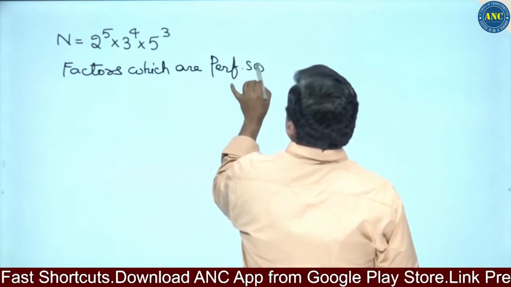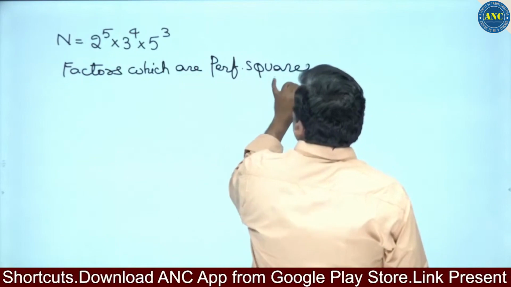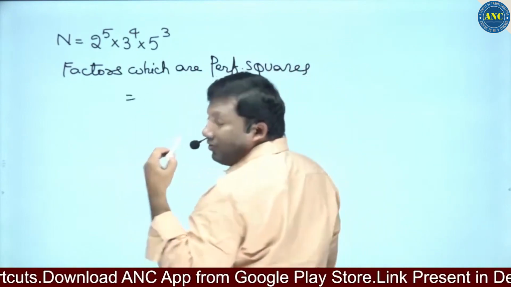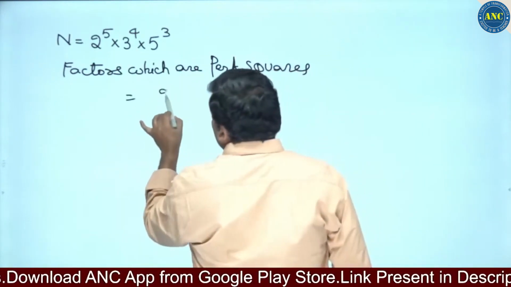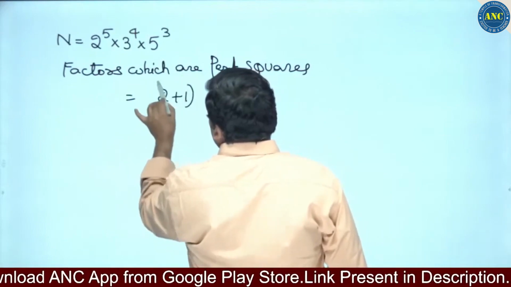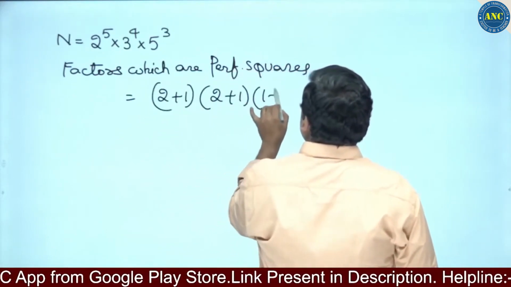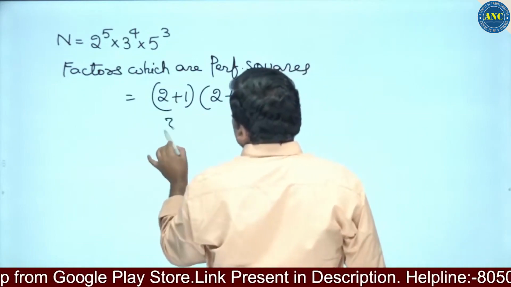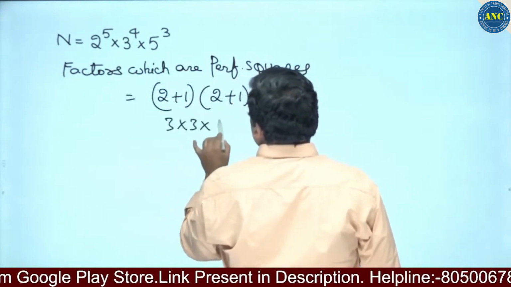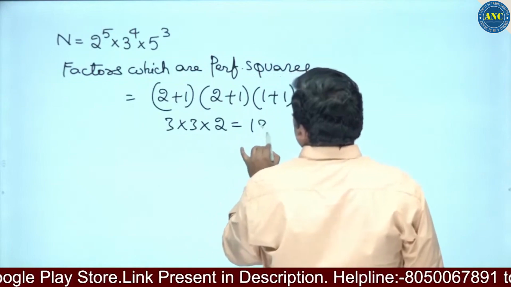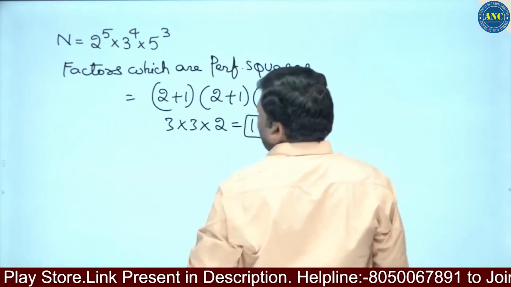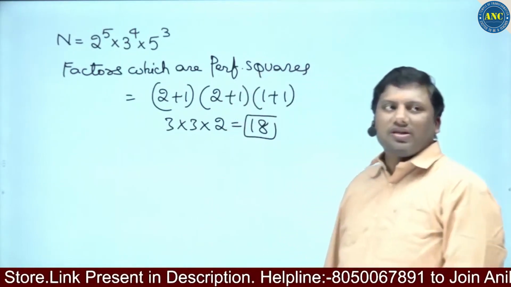Perfect square means divide the power by 2 and add 1. Do not worry about decimals. 5 by 2, 2 plus 1. 4 by 2, 2 plus 1. 3 by 2, 1 plus 1. 3 by 2, 1 plus 1. So 3 into 3 into 2, which is 18.